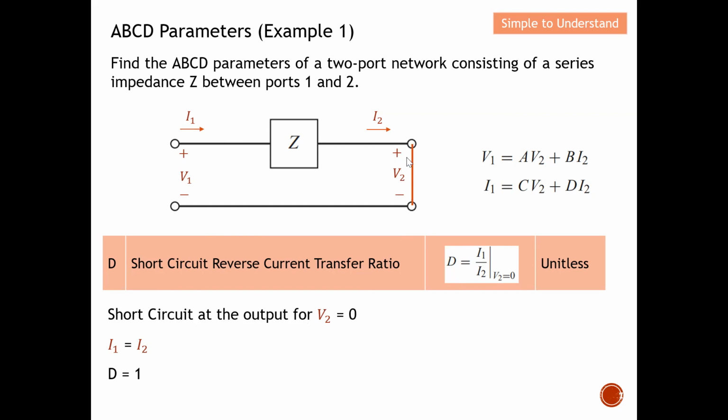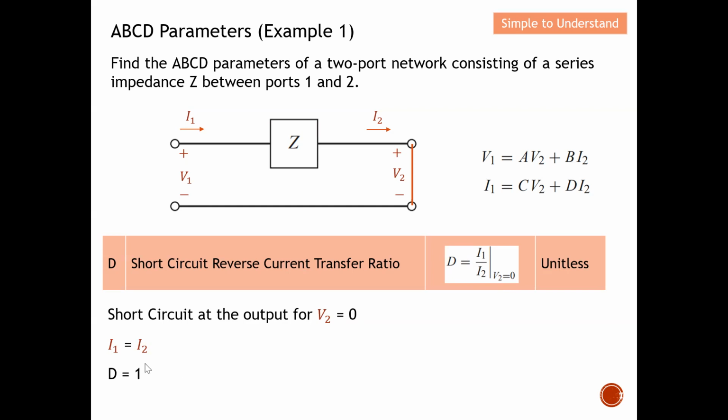Once this is short circuited, again, imagine there is a resistor inside the Z. Whatever current flows in will be whatever flows out. So therefore I1 is equal to I2, and these two currents are identical. So I conclude that D will be equal to 1.